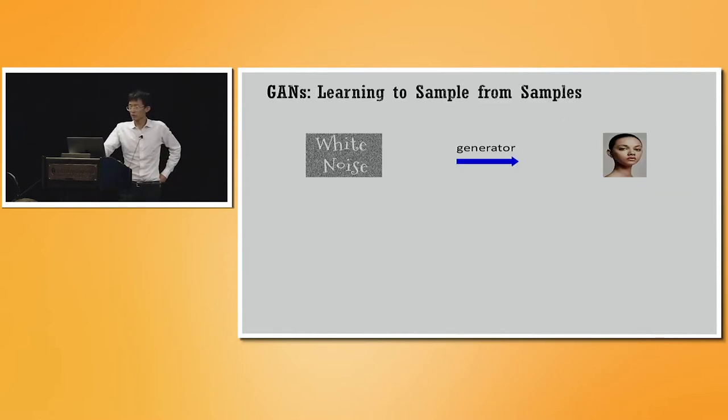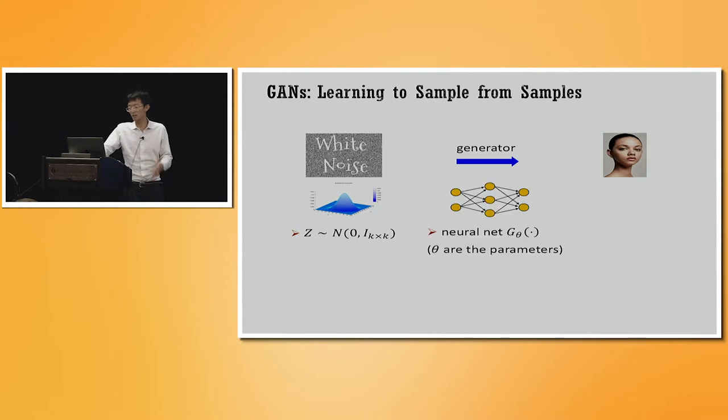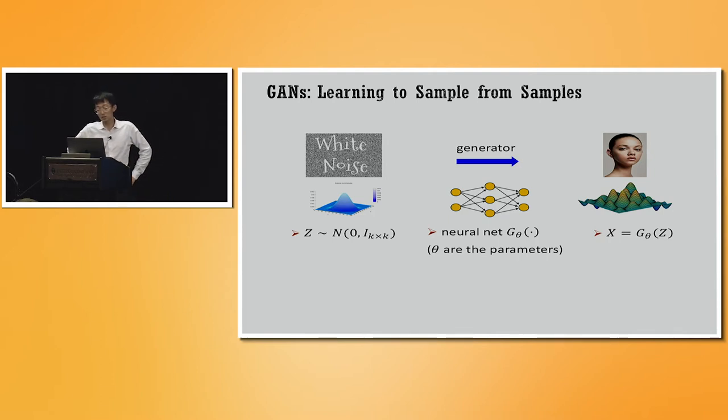Just a very quick recap of GANs. In GANs, we are trying to learn to sample from samples. We want to map white noise to, for example, a real image. I'm going to use real images as an example in this talk. The generator is a neural network that takes Gaussian input and maps it to some distribution. So the generated variable is x equal to g sub theta of z, and we want the distribution of x to be similar to the distribution of the real images.